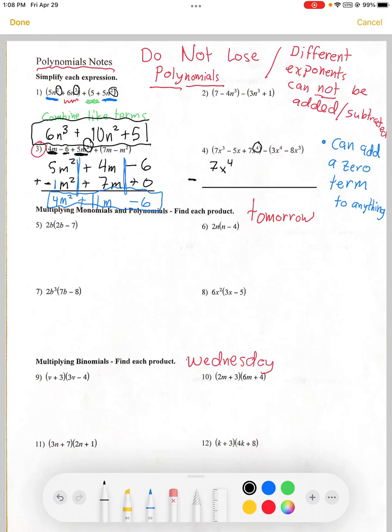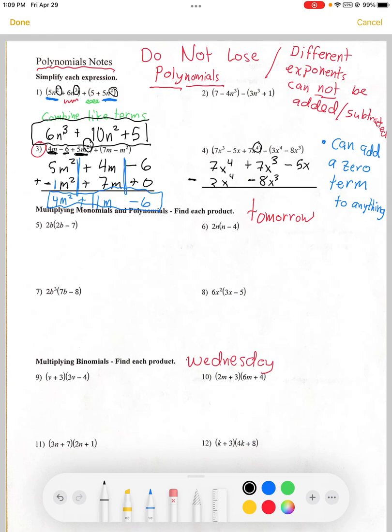I put the biggest degree first, plus 7x cubed. This is positive right here. There's no negative sign, so it's going to stay positive. Minus 5x. Minus 3x to the 4th. Minus 8x cubed. Now, you'll notice the negative 5x doesn't have anything.